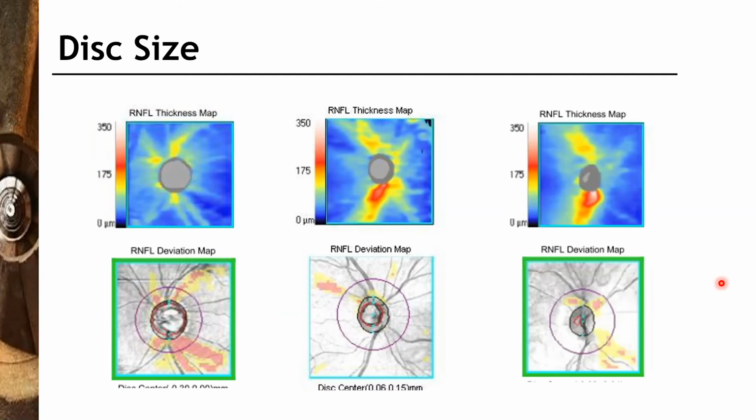And if we flip over to a small optic nerve, we can see that the circle is further away than the borders of the optic nerve. And as such, we have a tendency to underrepresent the thickness of the retinal nerve fiber layer. So that has to be taken into account when you interpret the results of your scans.